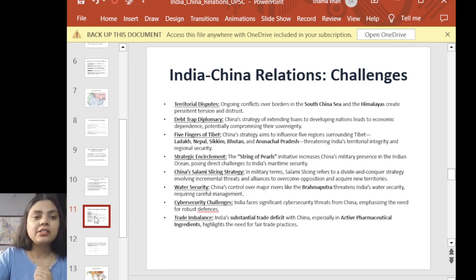This is a strategy which is used by China. It is a kind of geopolitical tactic. In simple layman language, under this policy China takes a small action or a series of small actions in order to achieve a larger goal. If I connect this salami slicing strategy, I don't know whether I'm pronouncing it right or wrong, at least you try to understand.